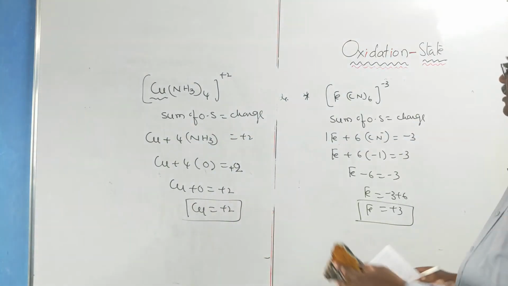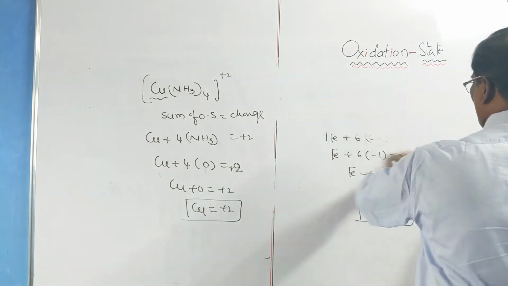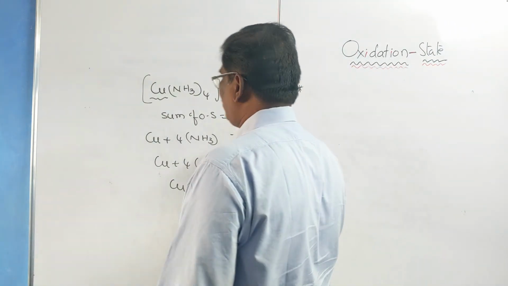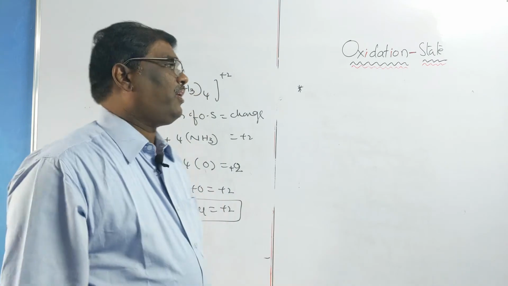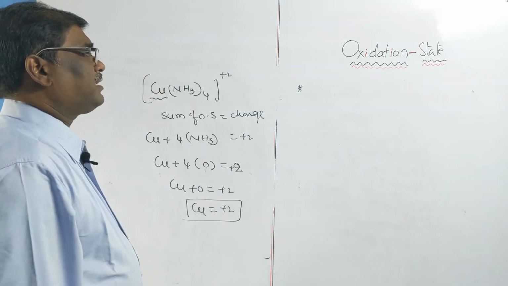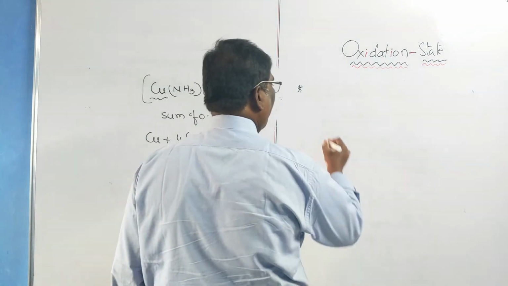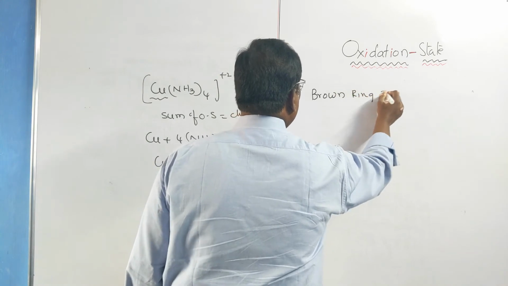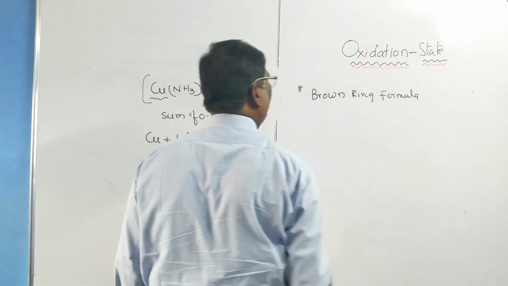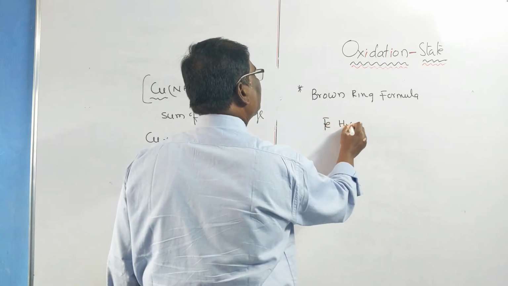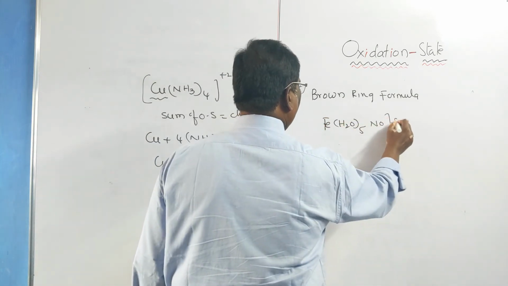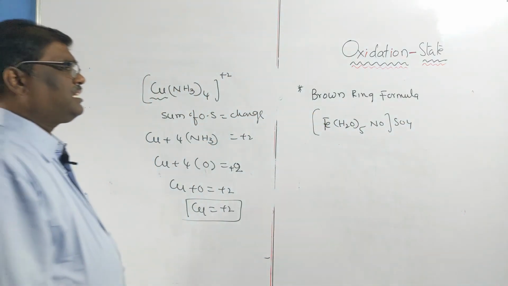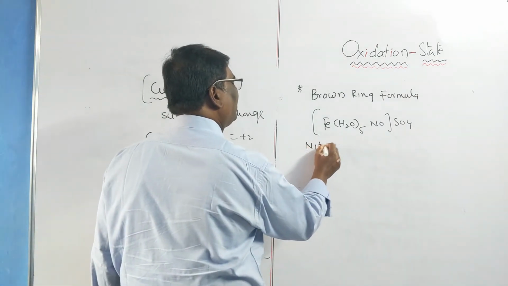Frequently asked questions in the competitive exam. One is, what is the formula of brown ring? You know, brown ring is a test for nitrate ions. Nitrate ions are detected by the test known as the brown ring test. So for that one, what is the brown ring formula? This is [Fe(H2O)5NO]SO4. This is known as nitrosoferrous sulfate.